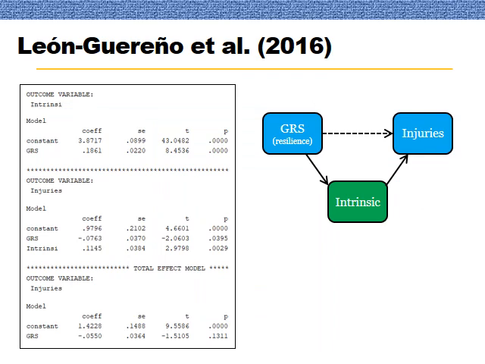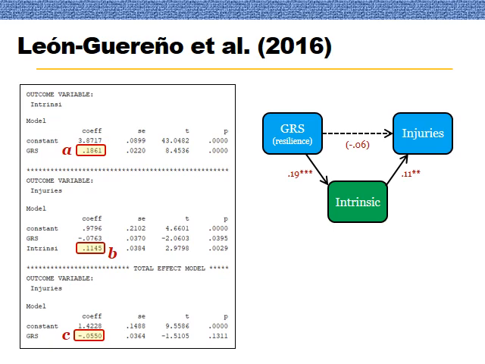Here are our coefficients. The total effect, which is not significant, is negative 0.06. So overall, there was no relationship between athletes' resilience and the number of injuries that they suffered in the past year. Our a path was significant. Athletes who are more resilient tend to be more intrinsically motivated to work out.